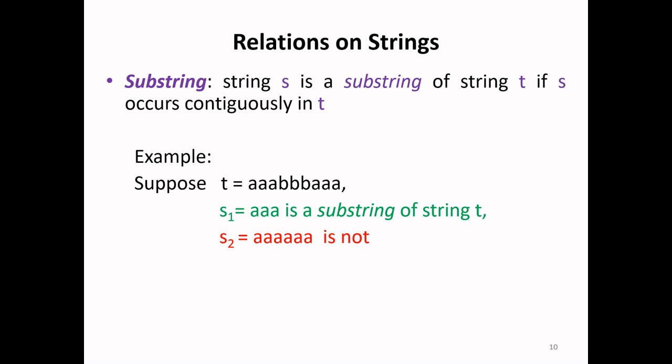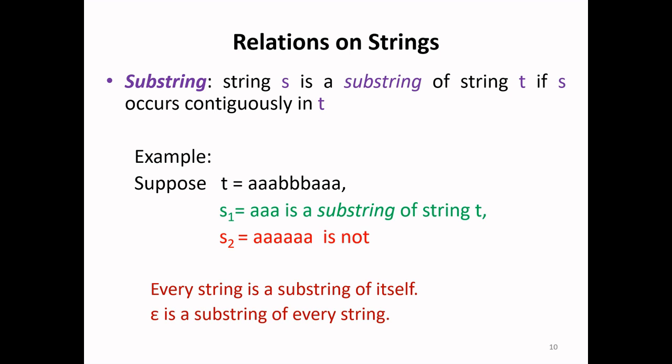Take one more example, S2. S2 consisting of 6 A's. Is this string present in this string? No, because all the 6 A's are not contiguous. They have 3 B's in between. Hence, S2 is not a substring of string T.